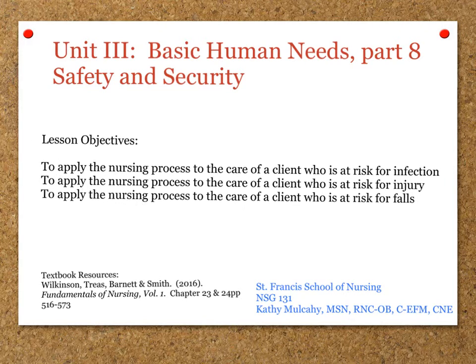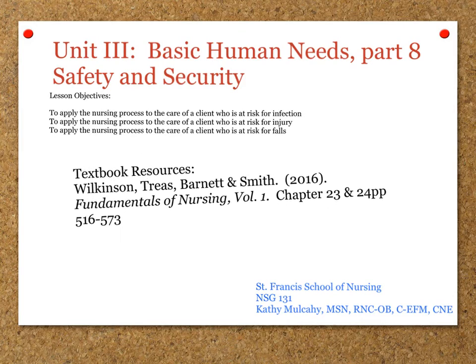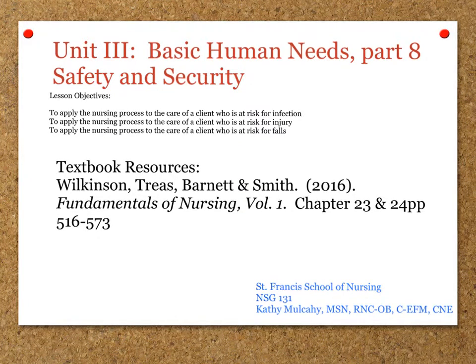So anyway, those are the learning outcomes. Now, your textbook resources are here. Wilkinson, Treese, Barnett, and Smith. Chapters 23 and 24, pages 516 to 573. Again, it always sounds like a lot. I am going to tell you that your textbook goes really far and wide with this, everything from fire prevention to gun safety and choking hazards and things like that. We will touch on them lightly.